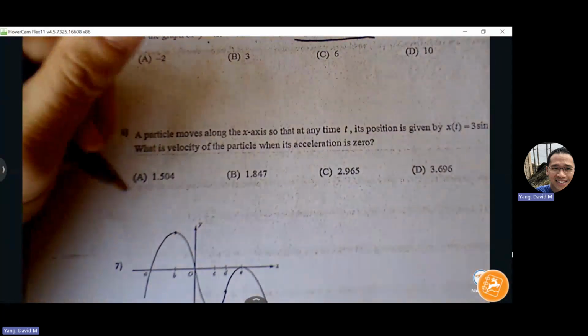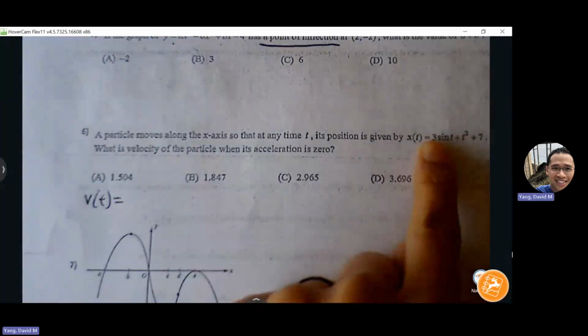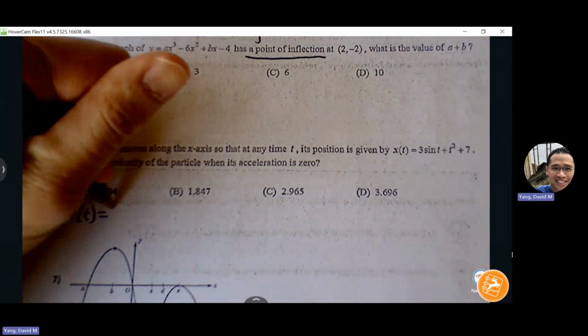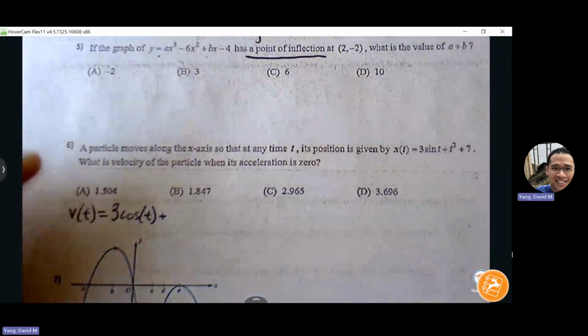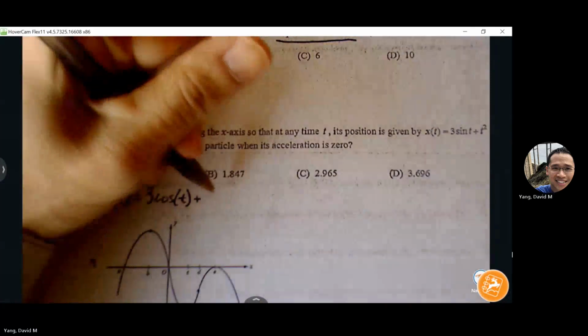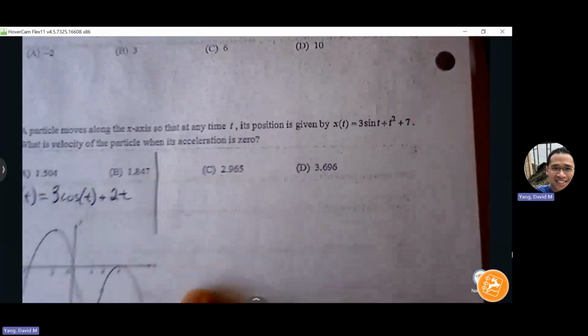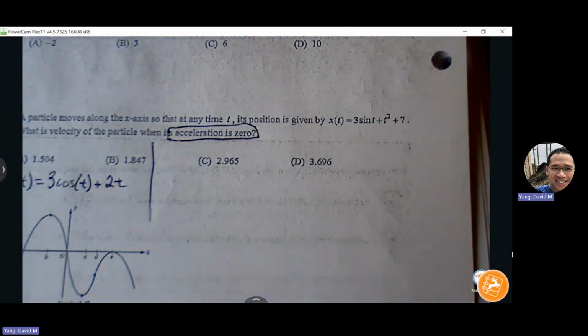So, all right, what's my velocity function here? Sine of t becomes just positive, right? 3 cosine of t. All right, t squared becomes 2t. Okay, we'll come back to our velocity function. We're going to need it later, but first we have to, our connection is that acceleration is equal to zero.